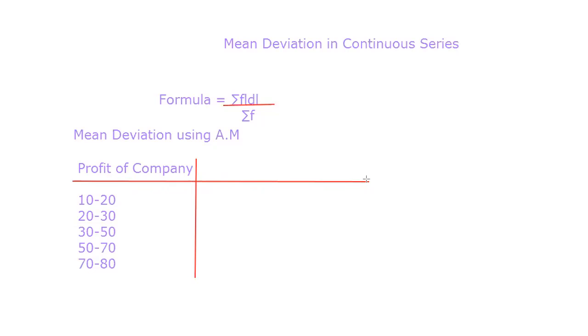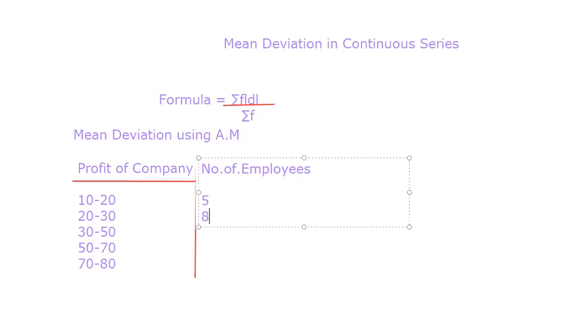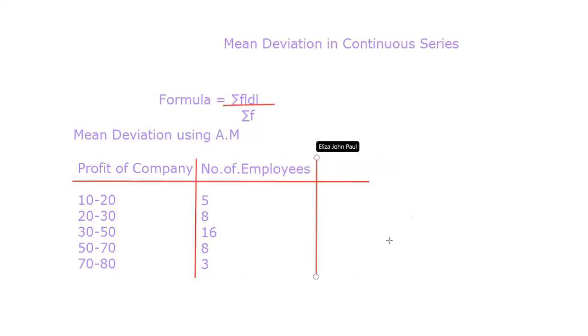So this will be our class, and the frequency is the number of employees. So this is our frequency: 5, 8, 16, 8, 3. Okay. So this is our question. They ask us to find mean deviation using arithmetic mean.